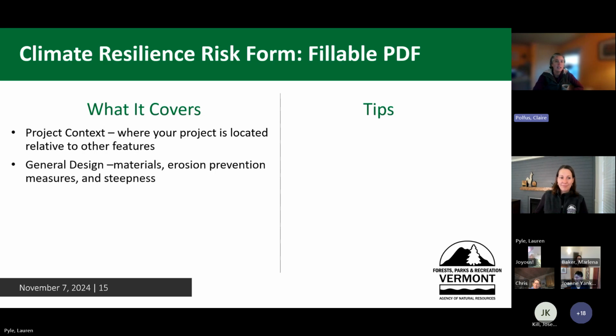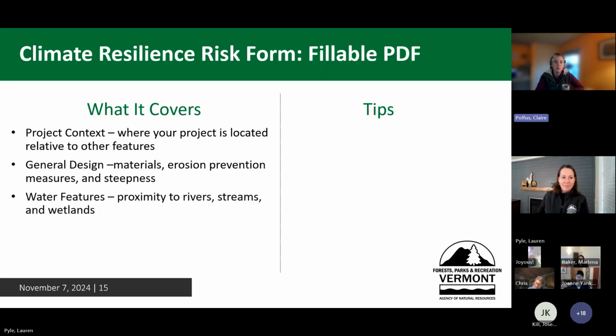The next is just the design of the project. What is being used to build the project? What might be installed on a trail, for example, to prevent erosion, and how steep that trail might be. Now, these general design questions are really about what we know about best practices for building trails and other infrastructure that you can apply for RTP for, like parking lots, signs.